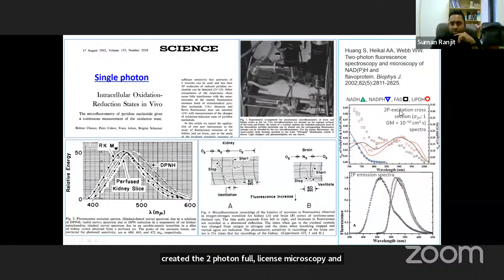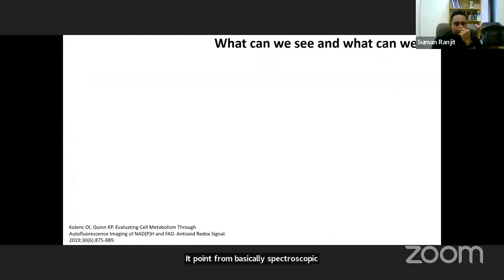What I really like about this paper is it gives you the two-photon excitation spectra of NADH, NADPH, FAD, and LipDH, taken in solution. Both excitation and emission spectra. So this now allows two-photon, and obviously each of these photons carries half the energy of the single photon. Now you can think about applying this in the microscope. With the advent of new lasers and microscopes, it went from basically a spectroscopic measurement to an imaging system. So the question obviously is, what can you see and what can you do?